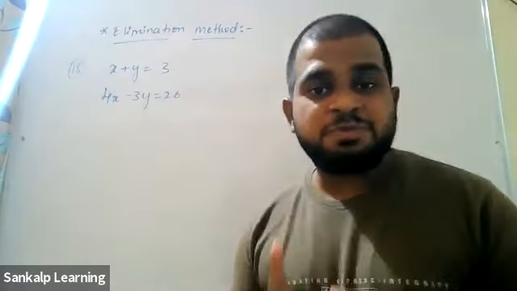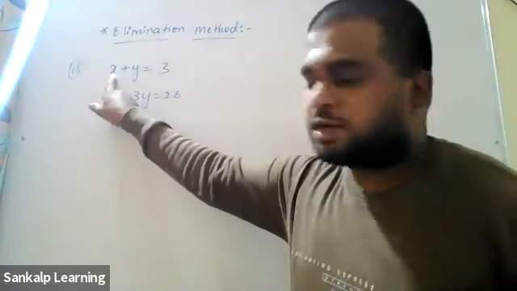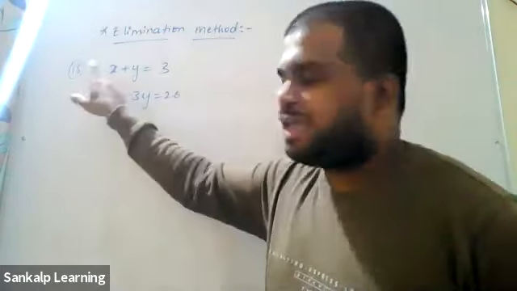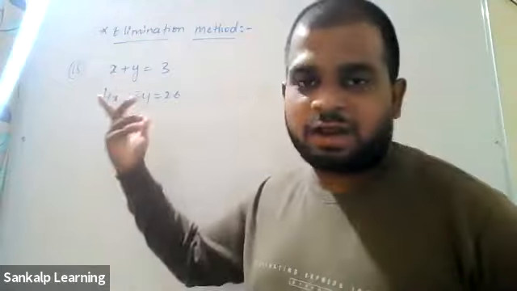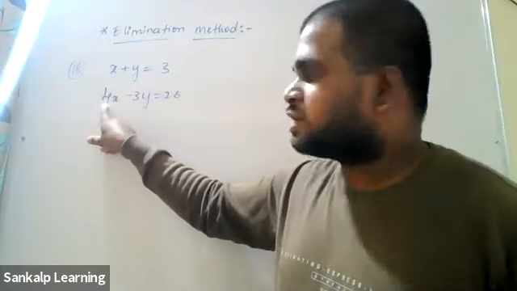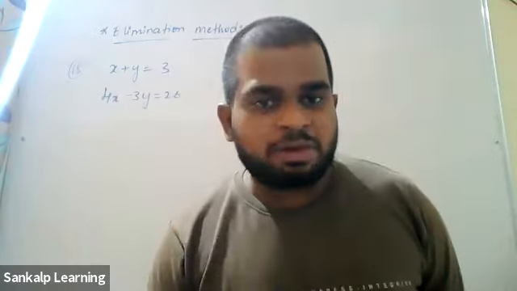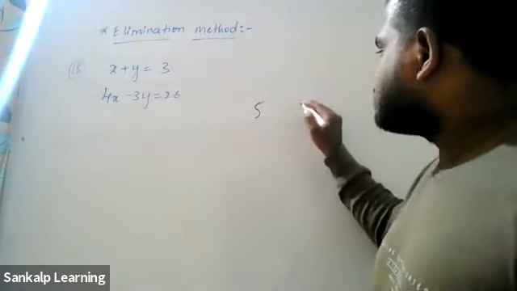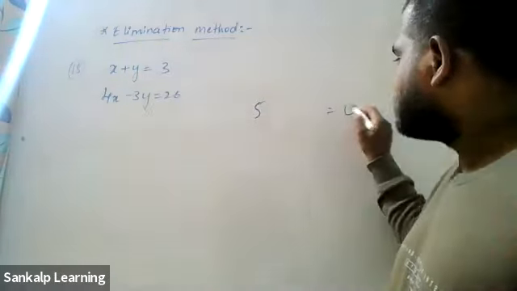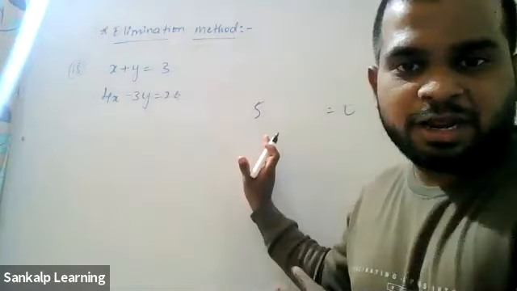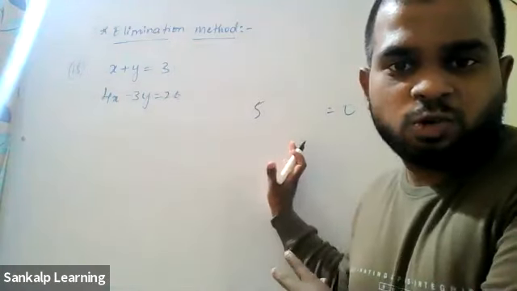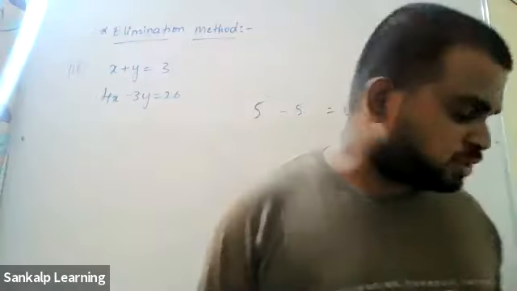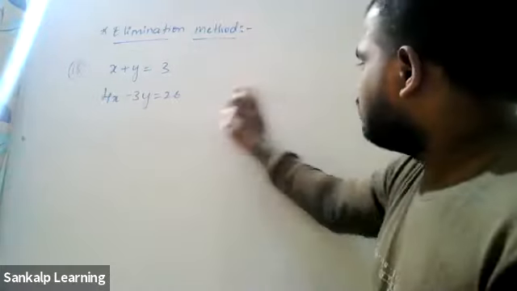What is the procedure? Observe the coefficients of x. What is the coefficient of x here? It is 1. Coefficient means the number multiplied with x; here there is no number with x, so it is 1. The coefficient of x here is 4. To eliminate is nothing but subtraction. Which number should I take so that my answer is 0? If I've got a 5, I should take minus 5, right? 5 minus 5 gives you 0. That is what we are going to do. We are trying to eliminate the x variable.